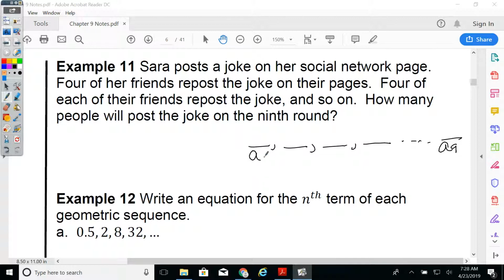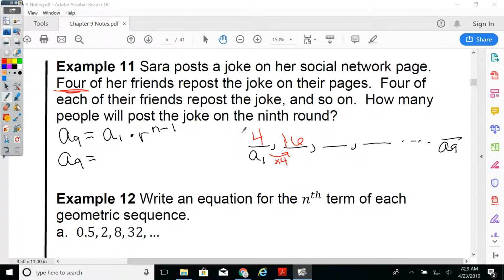So A1 is the first round. So in the first round, 4 of her friends repost. In the second round, 4 of their friends repost each. So that's 16. So if we use our formula, A9 equals A1 times r to the n minus 1. So we're looking for A9.